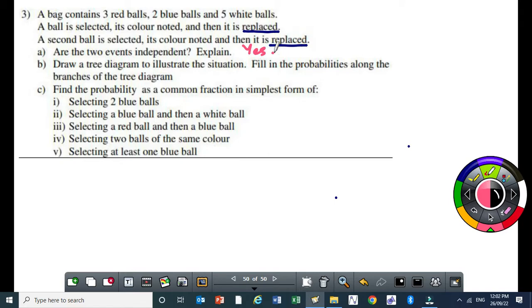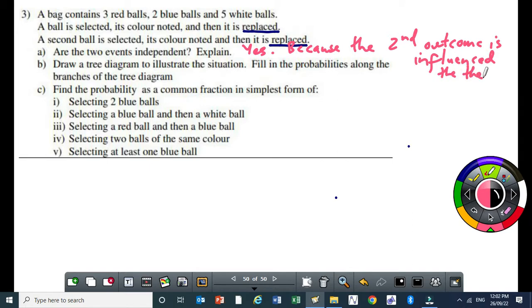Then the reason may be an open question where you can say because the second outcome is not influenced or affected by the first outcome.